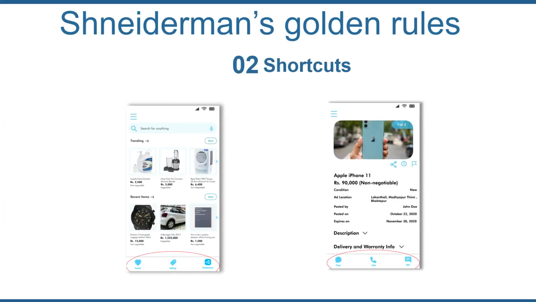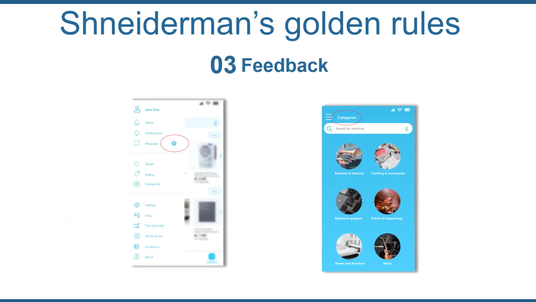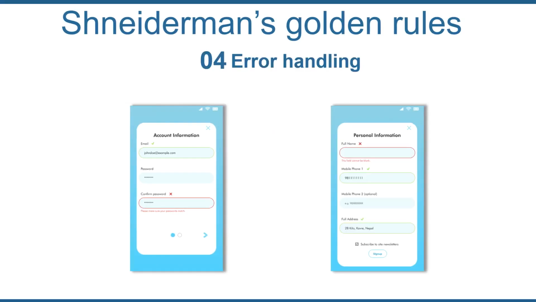The most important menu items are situated at the bottom navigation in the first screen. Third, informative feedback. For every operator action, there are system feedbacks. A user does not feel lost at any point. Next, simple error handling. The design is made as error-proof as possible. For instance, the text fields are flagged for error validation.